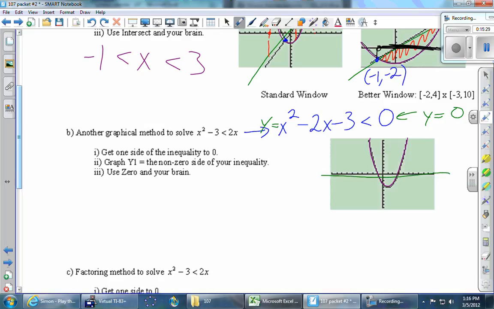And just like before, we wanted purple below green, it's the same. You want purple to be below green. And do you guys see that purple is below green for a little tiny space in between 2 points? And Michael had said that it's the x-intercepts that we're after here. So I really want to know what that number is and what that number is, and whatever they are, I'm going to pick everything in between.